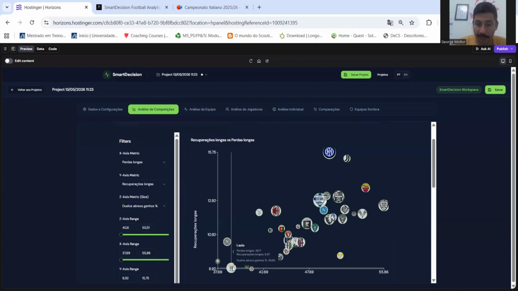We have 46% of aerial duels here. Considering the size of the ball, we see that it's average, right? It's even better than Napoli's average. This falls in line with the average, so it's not too bad.